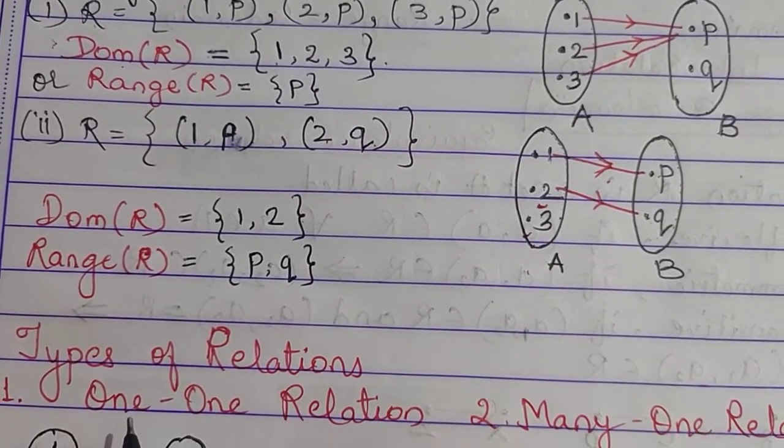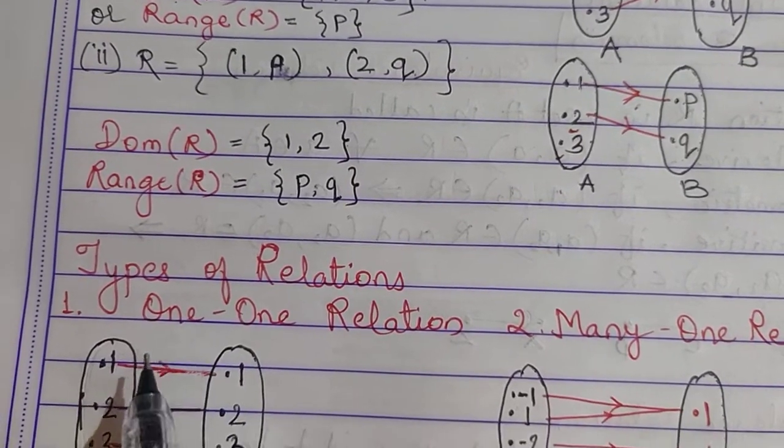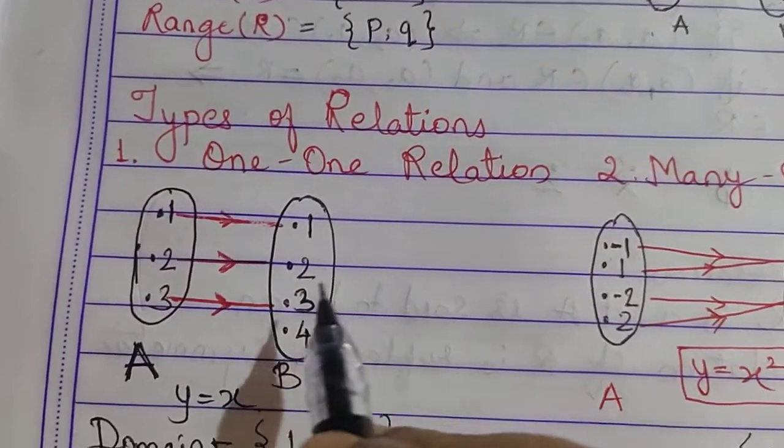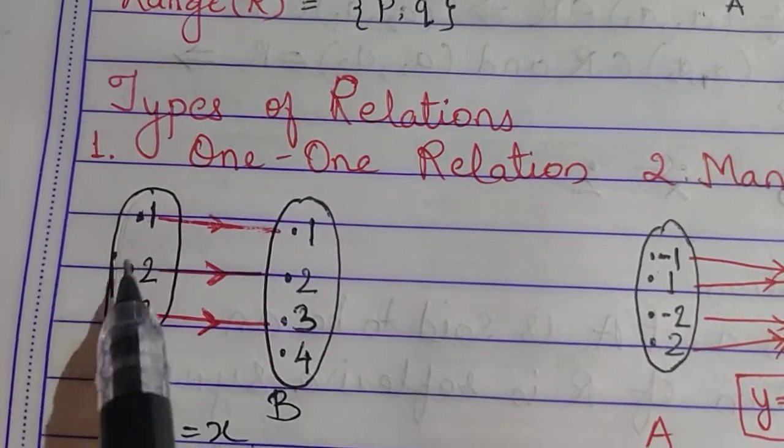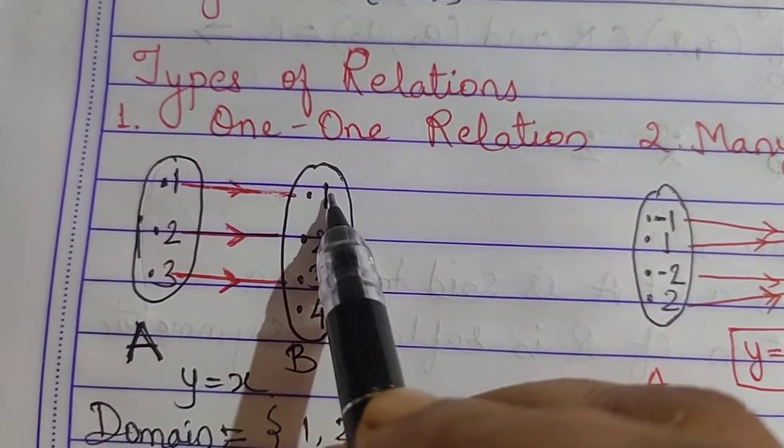Now let us see the types of relation. Okay, first type is one-one relation. Simple concept of one-one relation is that 1 is related to only one element of set B.